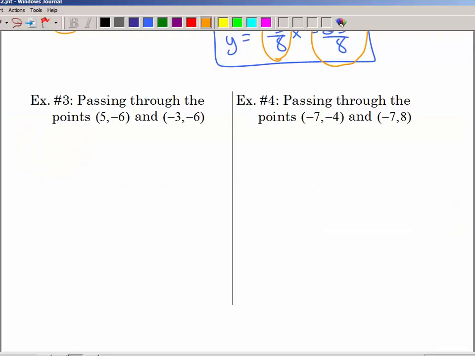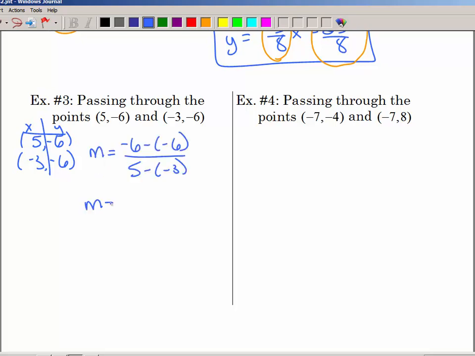Let's look at these 2 examples side by side. So we've got 2 points. So I line them up. 5, -6, and -3, -6. These are my x's, these are my y's. So I have 0 divided by 8. 0 divided by any number besides 0 is 0.